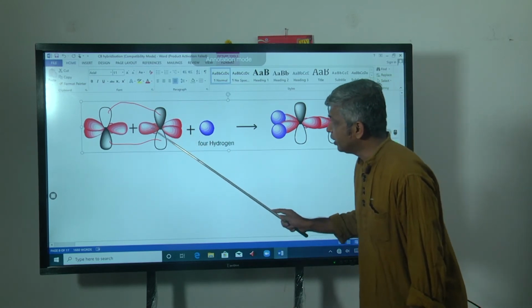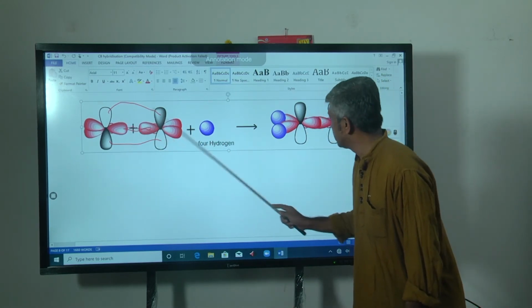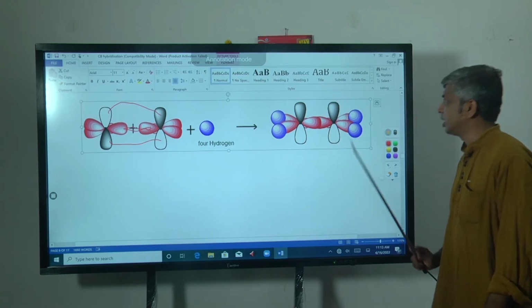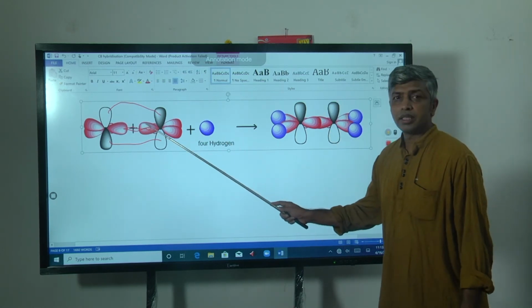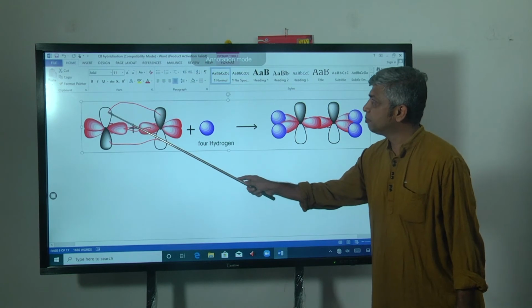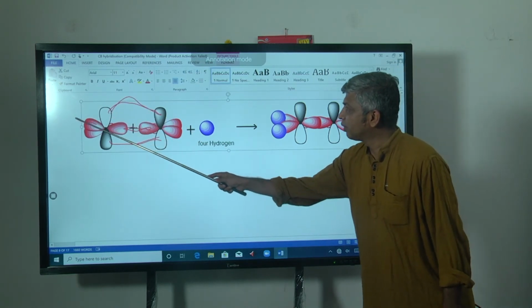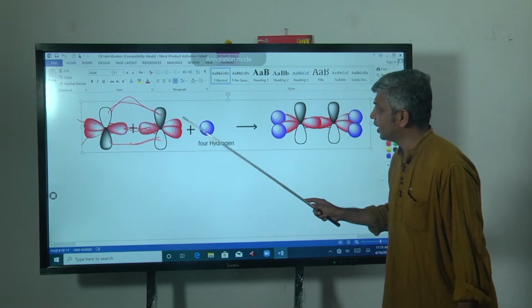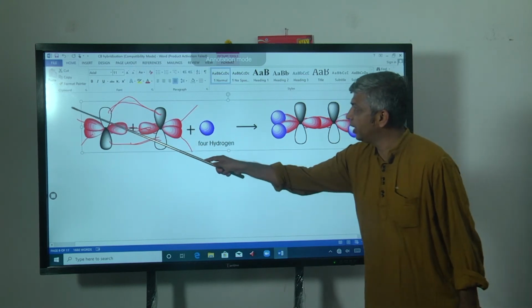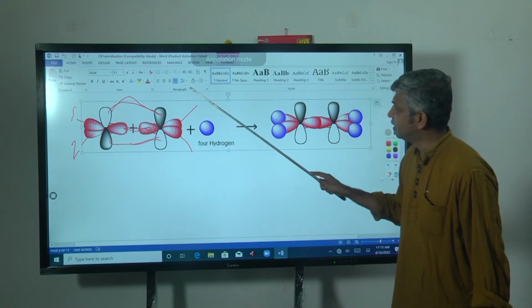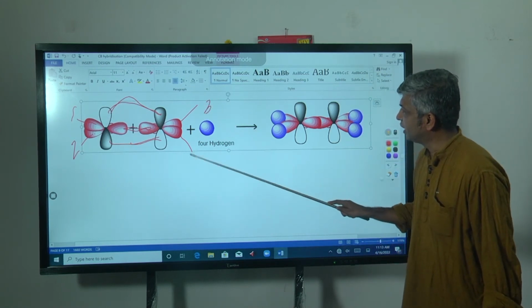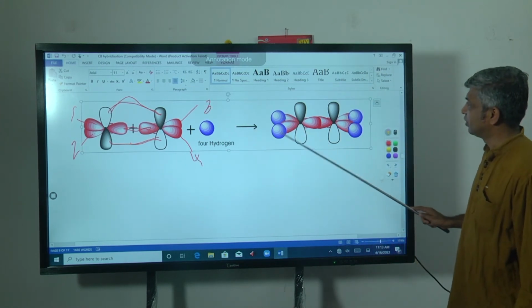And these two bonds are sideways overlaps, and you are getting this type of bond. That is nothing but a sigma bond. This is a pi bond, sideways overlapping. And here you have hydrogen and hydrogen, here also hydrogen and hydrogen. So you have 1, 2 hydrogens, a third hydrogen here, and a fourth hydrogen here. So you can see here 4 hydrogens.